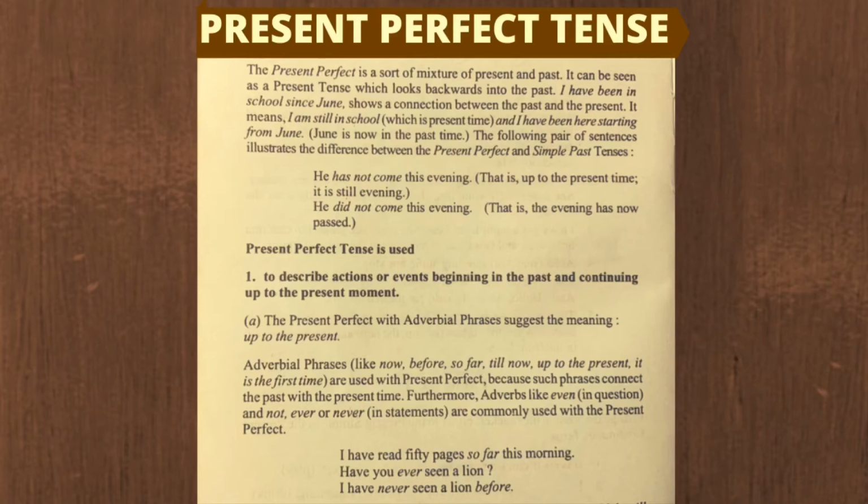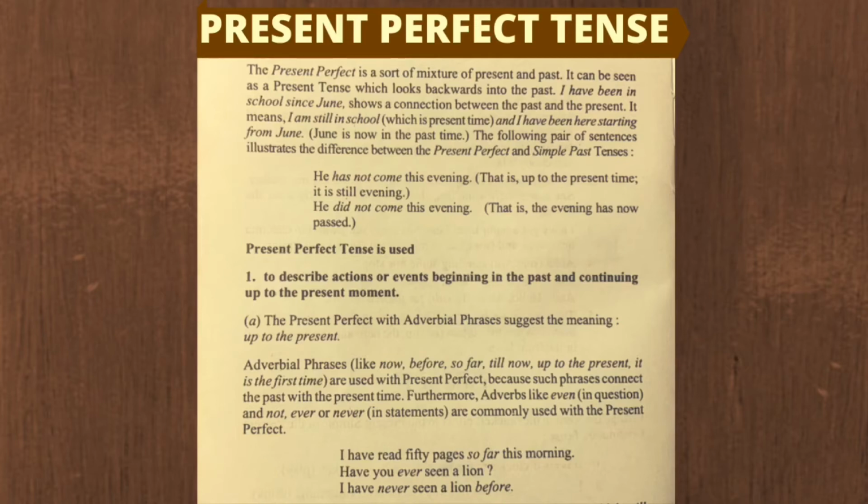The following pair of sentences illustrates the difference between present perfect and simple past tense. For example, he has not come this evening. That is, up to the present time, it is still evening. He did not come this evening. That is, the evening has now passed.